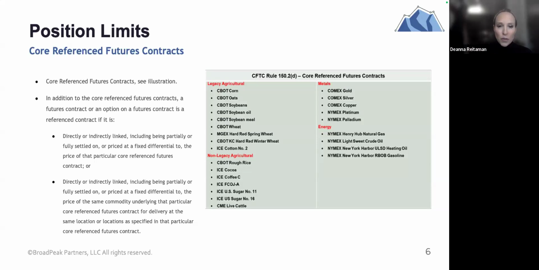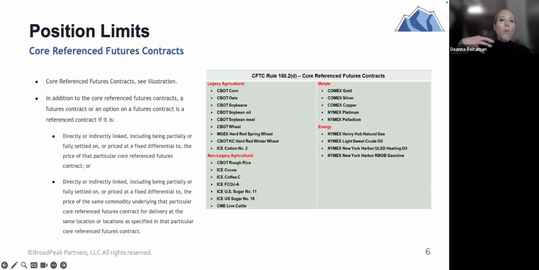So remember, the position limits apply to the reference futures contracts. But in addition to the core reference futures contract, a future contract or an option on a future contract is a reference contract, which also means the position limits apply to them if they are directly or indirectly linked, either partially or completely, on a price that is fixed or differential or a price that is particular to that core reference futures contract. Now, there's another definition in the law as to how you can be a reference contract to a core reference futures contract, and that is the second bullet point there, which is that you are directly or indirectly linked, whether partially or fully, or price at a fixed differential to the price of the same commodity that underlies a particular core reference futures contract.